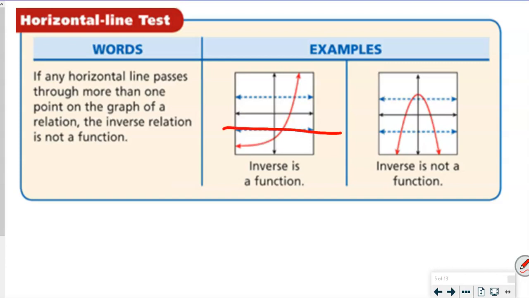Basically, like here, if I draw any of these horizontal lines, this inverse is a function because those horizontal lines that I drew do not pass through that curved graph more than once, okay? Whereas over here, if I start drawing some horizontal lines, you can see multiple places where a horizontal line intersects the graph at 2 points. Y'all see that? So if I can draw a horizontal line across the graph and it intersects the graph at more than 1 point, then the inverse is not a function.